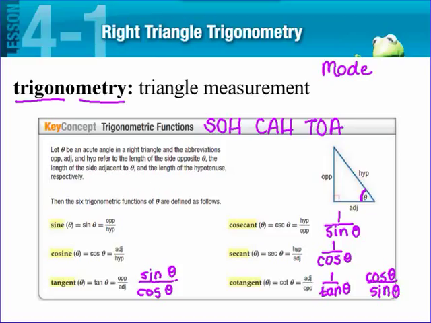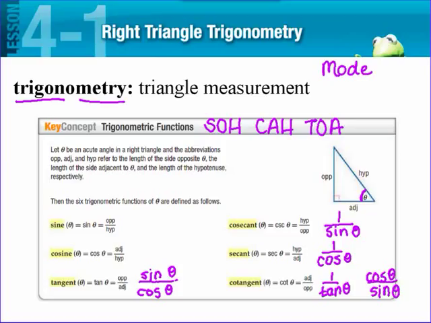Now you're going to want to file those away. Now the thing about these last three that we've just added, the cosecant, secant, and cotangent, your calculator does not have buttons that say cosecant, secant, and cotangent, okay? Mainly because they're related to sine, cosine, and tangent.